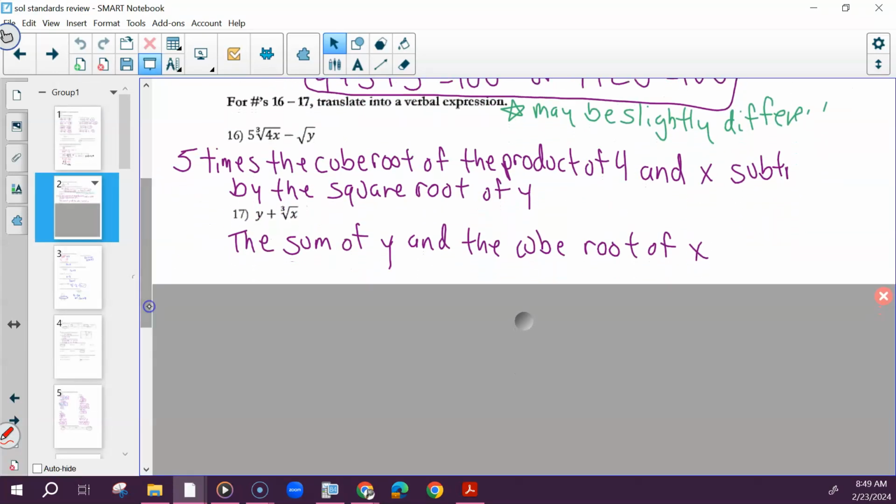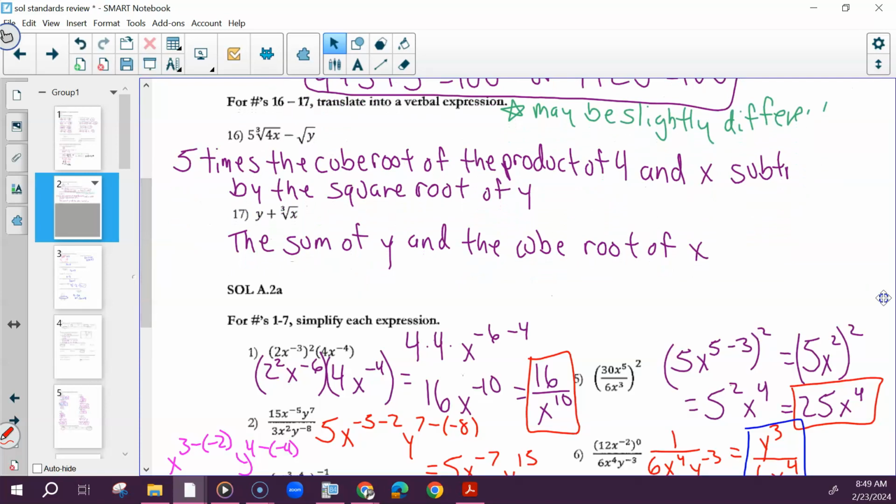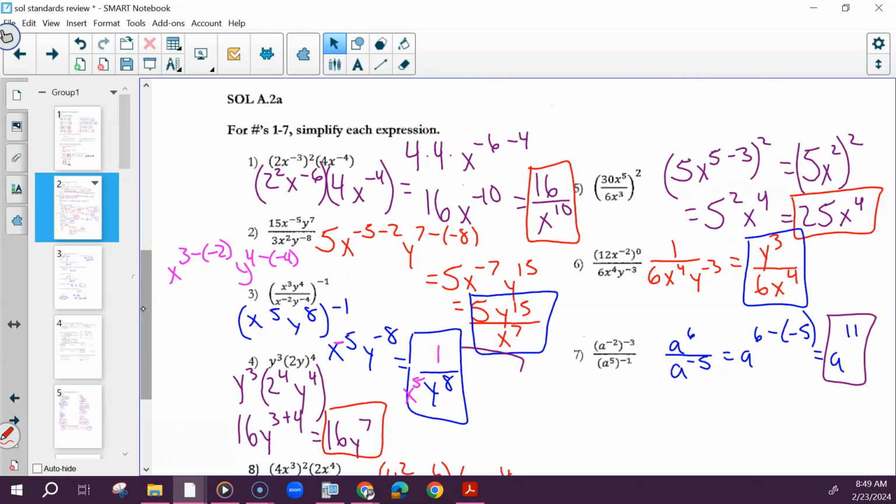So again, just write down the answers, not the work. So number 1, just write down 16 over x to the 10th. Number 2, 5y to the 15th over x to the 7th. Number 3, 1 over x to the 5th, y to the 8th. Number 4, 16y to the 7th. Just write down those answers. Don't worry about the work right now.